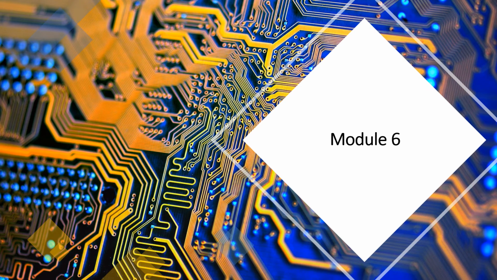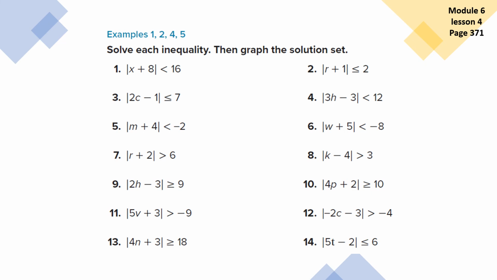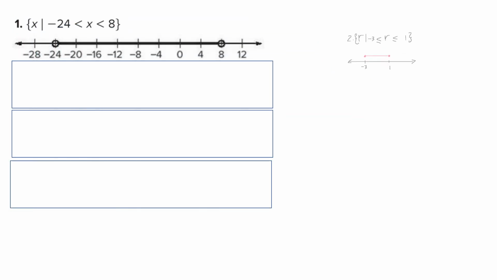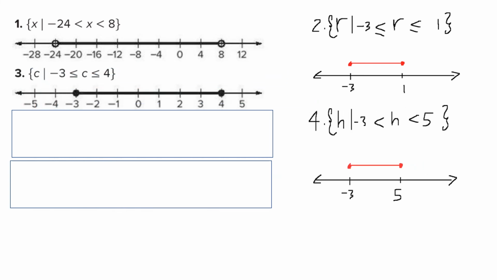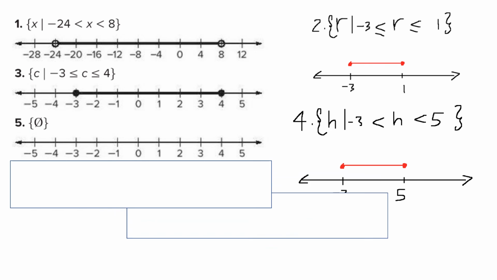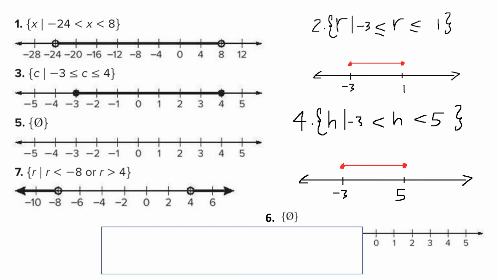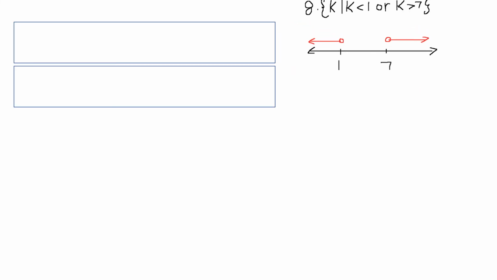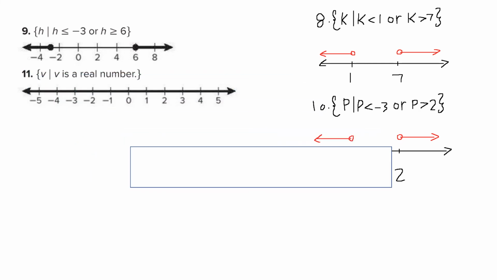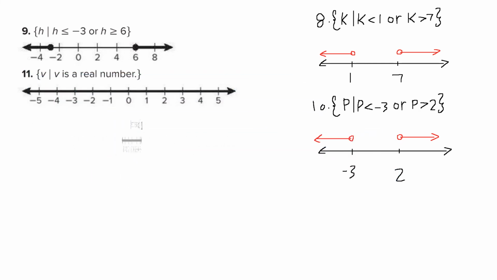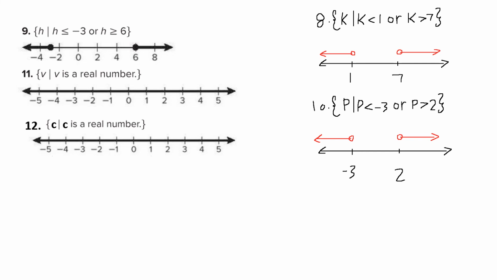Moving on, we have module 6. Here you have to solve each of the inequalities and graph the solution set. So the graph would be on the number line, and this is how the graph is going to look. You can have a look at the graphical solutions on the number line. Okay, some more graphs on the number line for the solutions of the question. Some solutions have been handwritten for you.